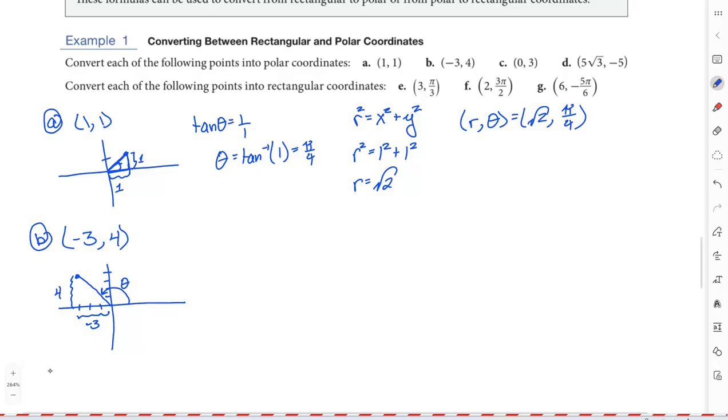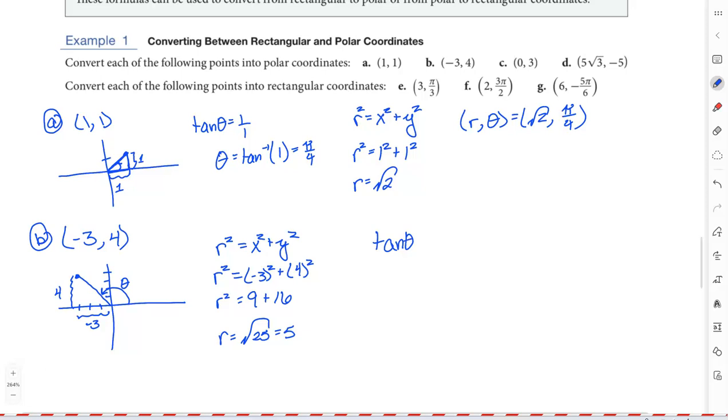So let's start by finding r squared in this case. I know r squared is equal to x squared plus y squared. So r squared is going to be equal to (-3) squared plus 4 squared. So that's going to be 9 plus 16, which is 25, and the square root of 25 is 5. So to figure out theta, we're going to look at tangent equals y over x. So that's 4 over negative 3. So theta equals the arctan.